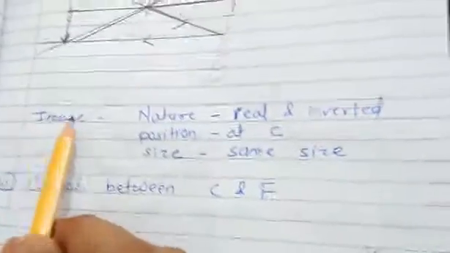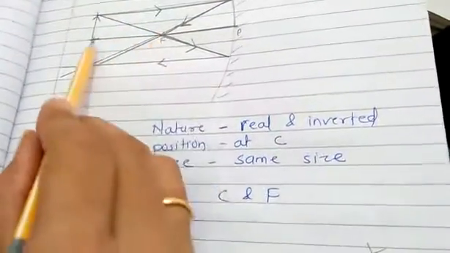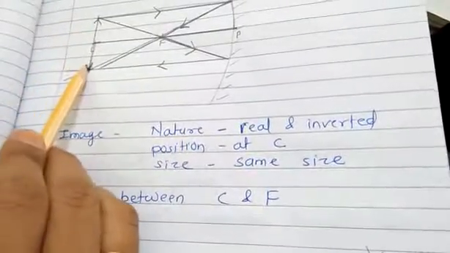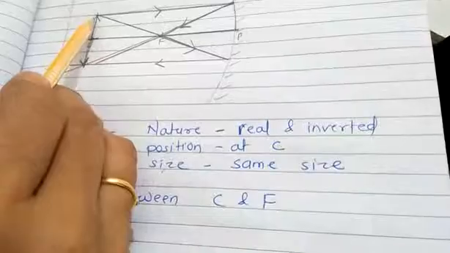So what is the explanation? Nature: real and inverted, because it is formed downside. Position: the object is at the center of curvature, and the image is also at the center of curvature. And what is the size? It is the same size as the object.